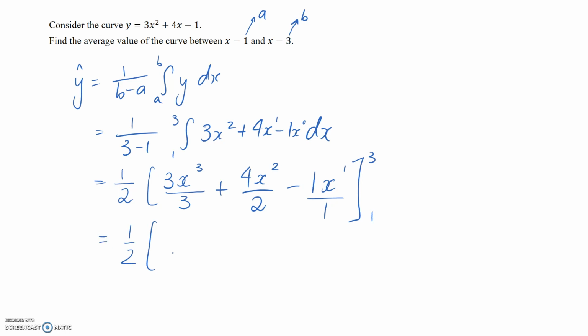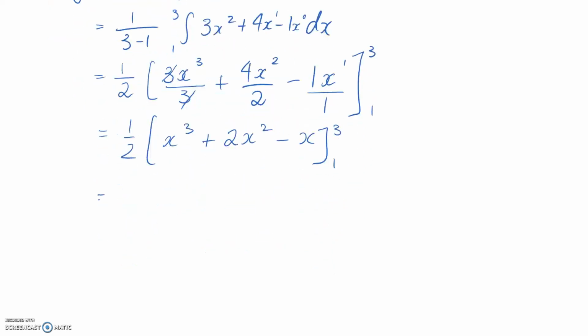So there's a half out the front. We've got 3 divided by 3, so they cancel. We've got 4 divided by 2, so that just leaves us with 2. And that there just simplifies to x. So now what we need to do is substitute in our bounds. So we start with the big one and then take away when we sub in the small one. So we've got this big half that I'm going to leave out the front.